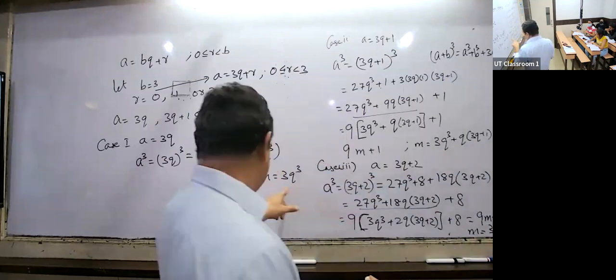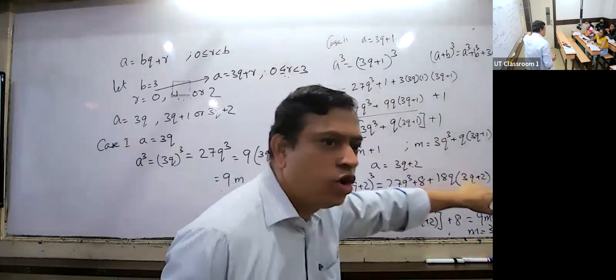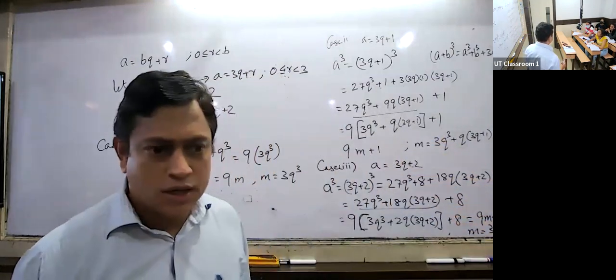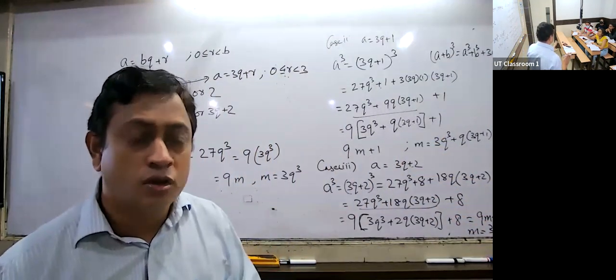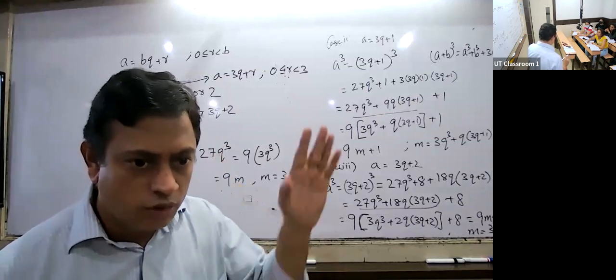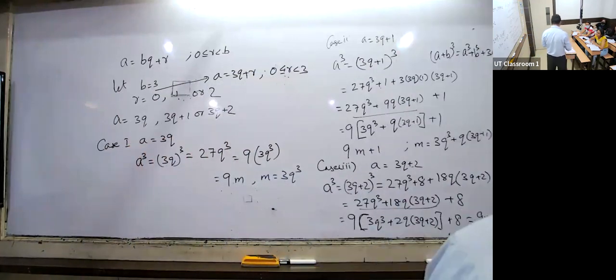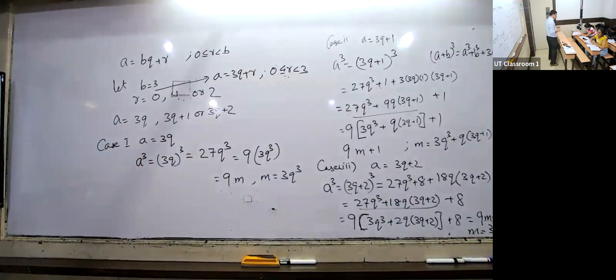See, a cube is of the form 9m, or 9m plus 1, or 9m plus 8. Understood or not? This girl is writing. Are you followed now? Yes, sir. Now I am going to ask you to write on the board. I am going to erase. Ready now? Okay, follow now. Your doubt is now clarified. a is 3q, 3q plus 1, 3q plus 2. a cube is what? 9m, 9m plus 1, 9m plus 8.